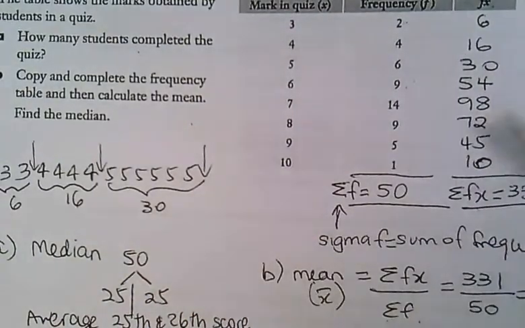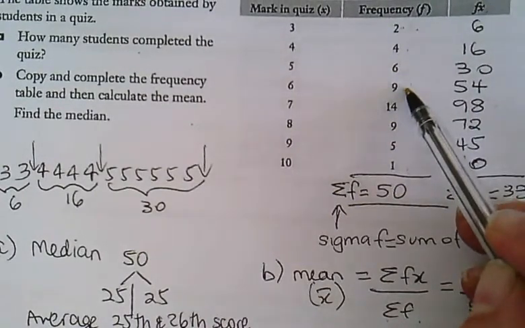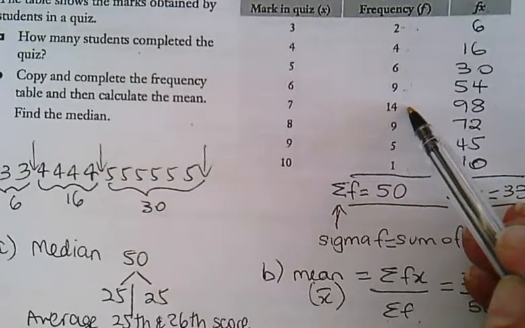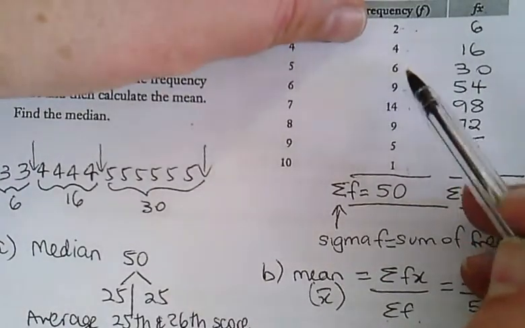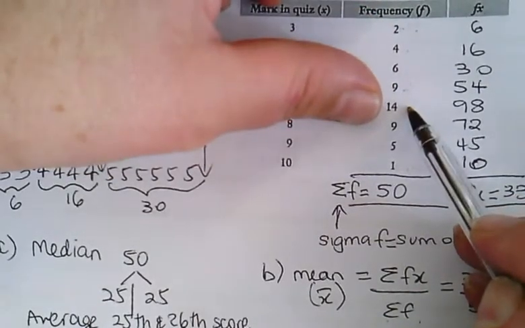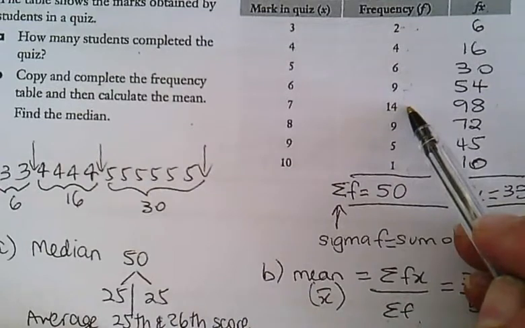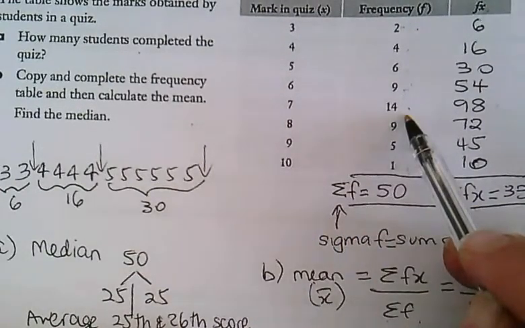Now, I've got 6 scores, 12 scores, 21 scores so far. 12 and 9 is 21. 21 and 14 is 35. Do you think the 25th and the 26th score are both 7? Do you get that? Yeah.